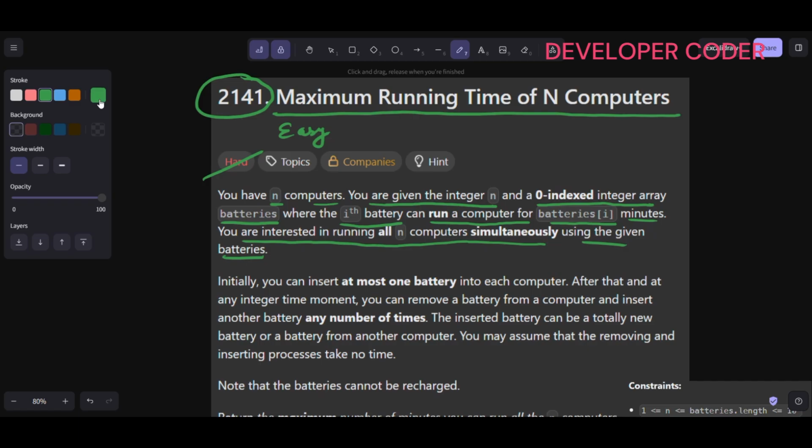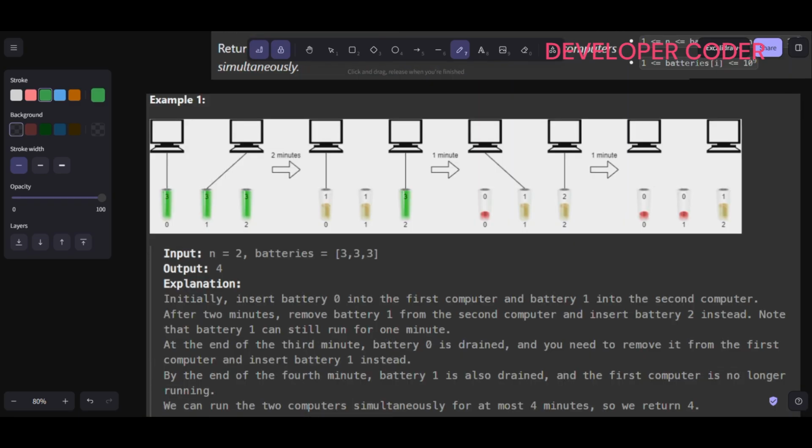So here if you see example number 1, n is equal to 2 means we have two computers. And batteries, if you see the length is total 3, so we have 3 batteries. And the charging in these 3 batteries is 3, 3 and 3.